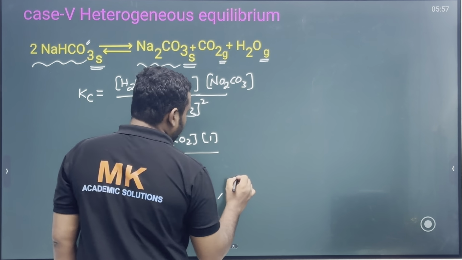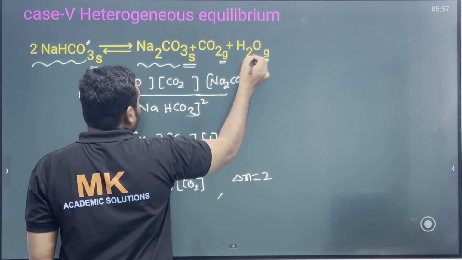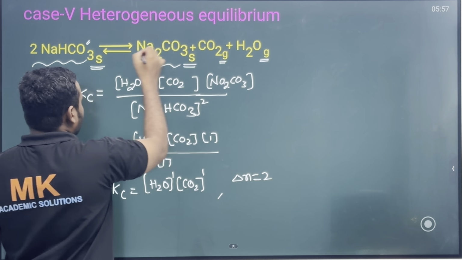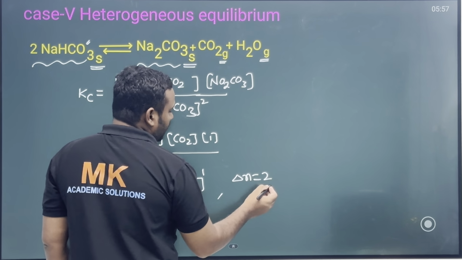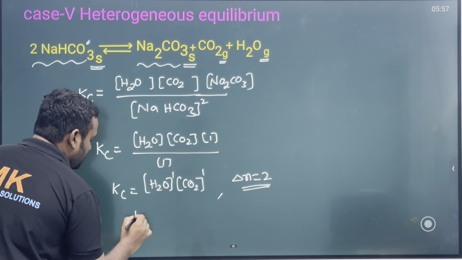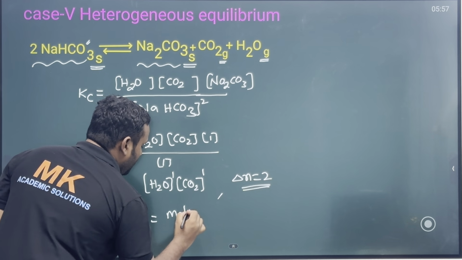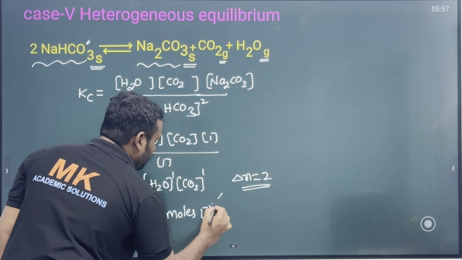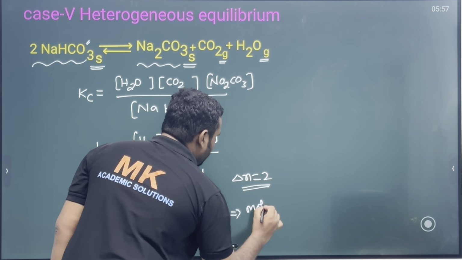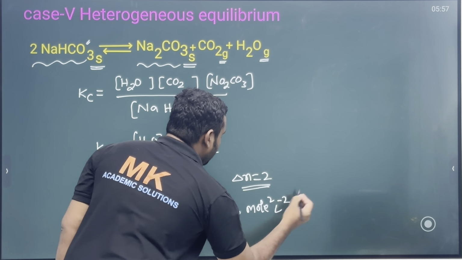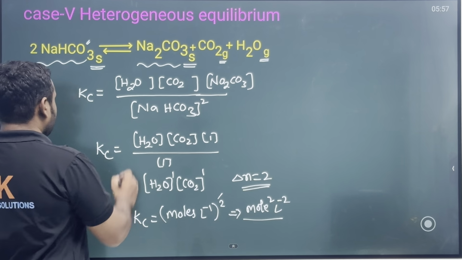So here delta n is equal to 2. That is the number of moles of gas, 1 and 1, and there are no gases in the aqueous solutions. That's why delta n is equal to 2. Therefore Kc is equal to moles per liter to the power 2, that is moles square liter power minus 2. So this is the expression for the Kc and Kp.